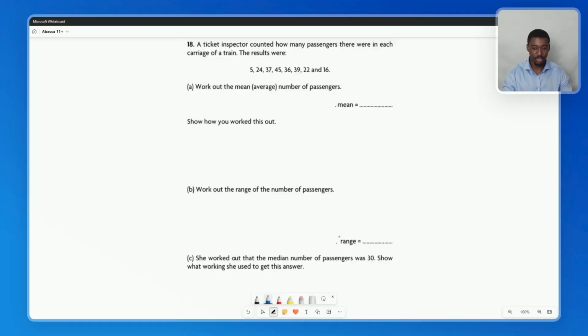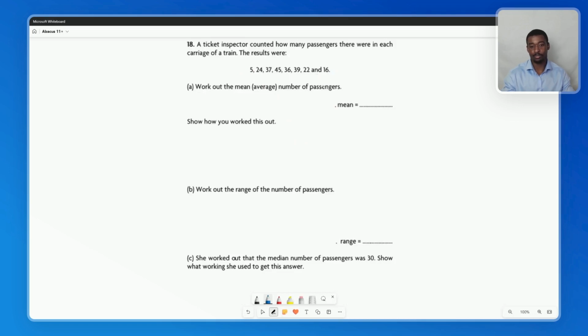Today we're still going through the Blackheath High School past paper. So let's get straight into it and go through the rest of these questions. For this next question, we need to draw on our understanding of mean, median, mode, range, all these things here. Because we're told that a ticket inspector counted how many passengers there were in each carriage of a train. And these are the results.